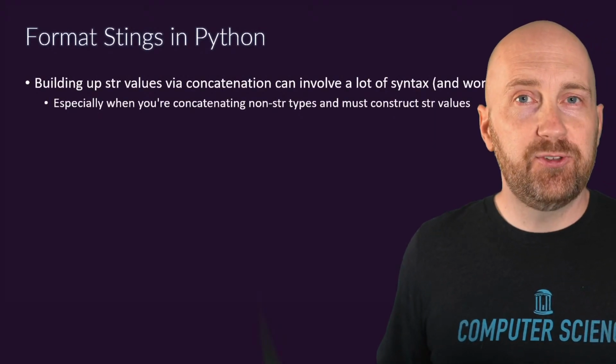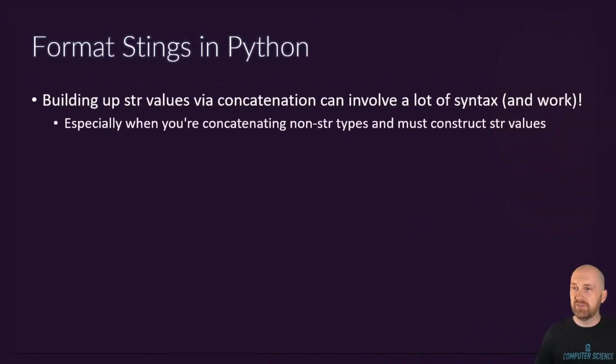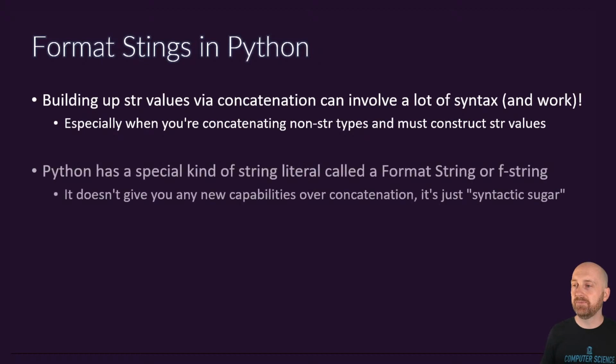When you're building up a string value in Python, what we know is that if you're concatenating a lot of values into a string that you're building up, it can involve a lot of syntax and work, right? Especially when you're concatenating things that aren't already strings. When you're trying to concatenate an integer into a string, you're having to convert that integer to a string first using the string constructor function, and then concatenate that value in.